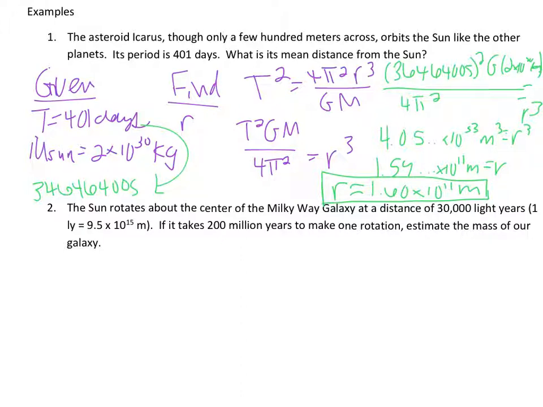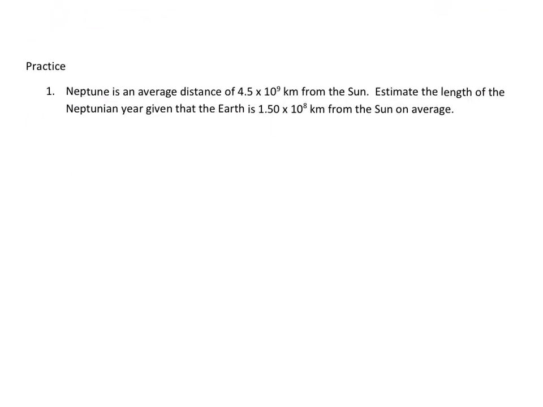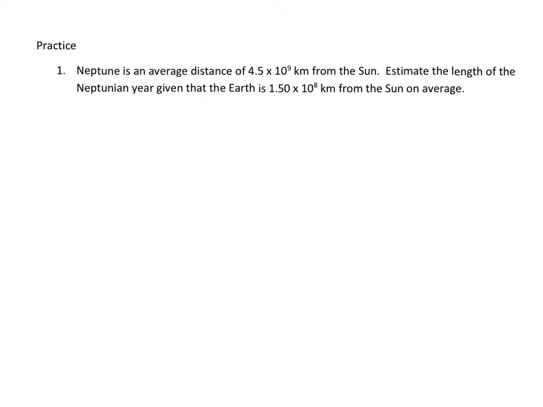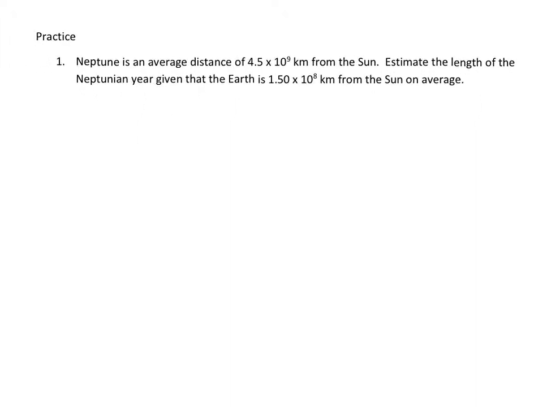Okay, I'm gonna skip number 2. We'll do that as a warm-up in class. I want to scroll down to the first practice, and that way we can just use the other version of Kepler's third law with the ratios. It tells us that Neptune is an average distance of 4.5 times 10 to the 9th kilometers from the sun, and we want to estimate the length of the Neptunian year, given that the Earth is 1.5 times 10 to the 8th kilometers from the sun on average.